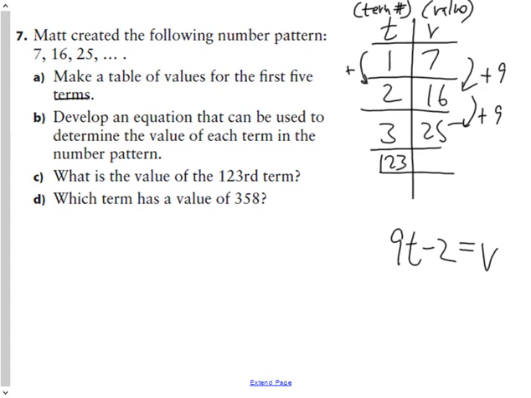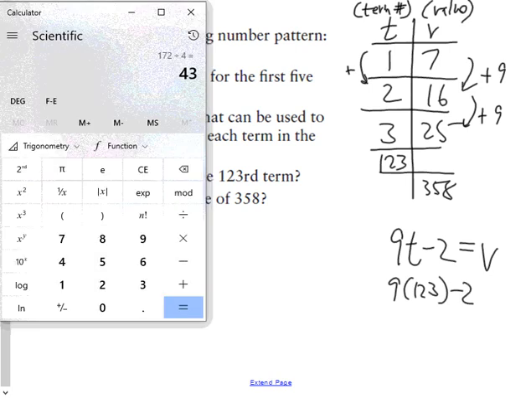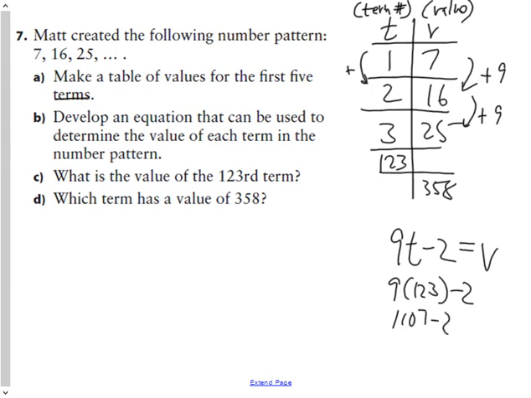for the 123rd term, what is its value? And for what term has a value of 358? I can extend that into my table of values. Take t as 123 and substitute it. Multiply 123 by 9 to get 1107. Take away 2 from that, and 1105 equals the value. So here, 1105 would be your value of the 123rd term in your pattern.